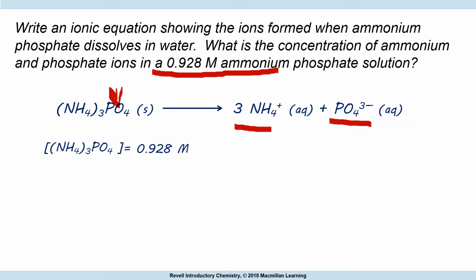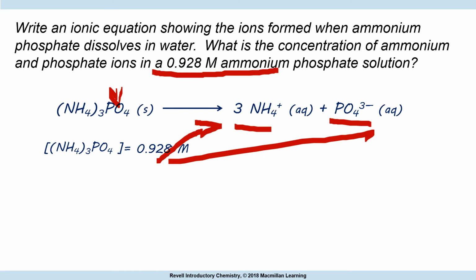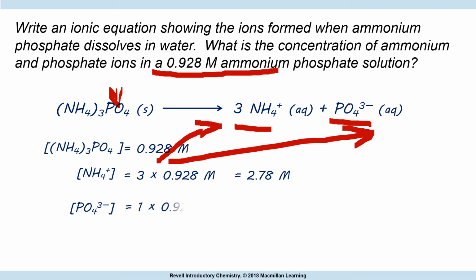well, for every one of these equivalent, we're going to get 3 of these and 1 of these. Okay, so it just goes to reason now. We're going to multiply this times 3 to get the ammonium concentration, and multiply by 1 to get the phosphate concentration, right?